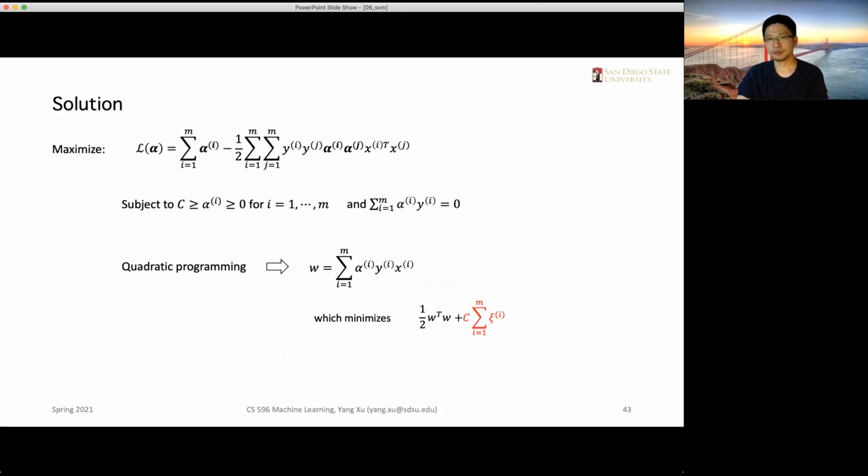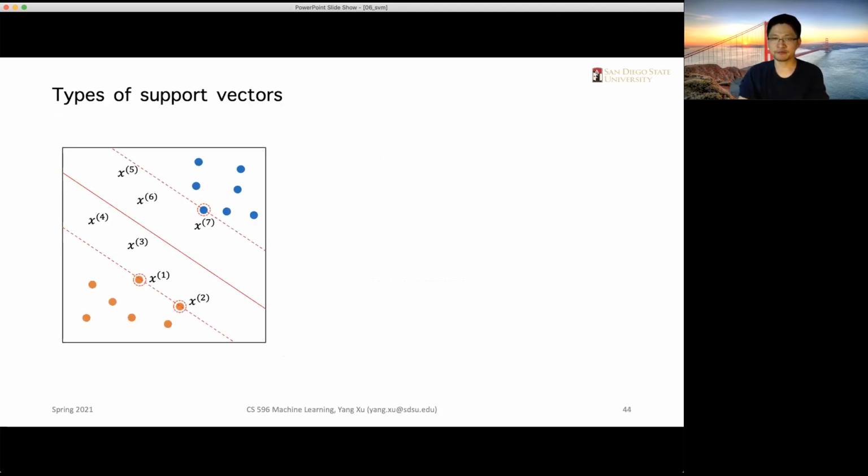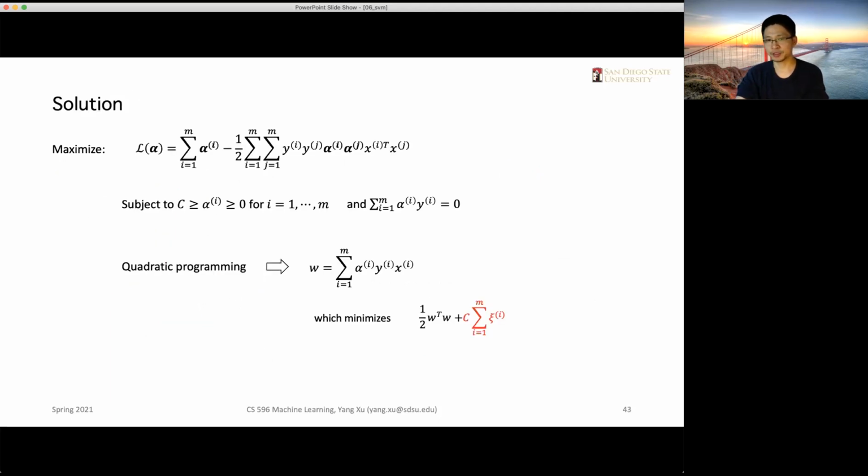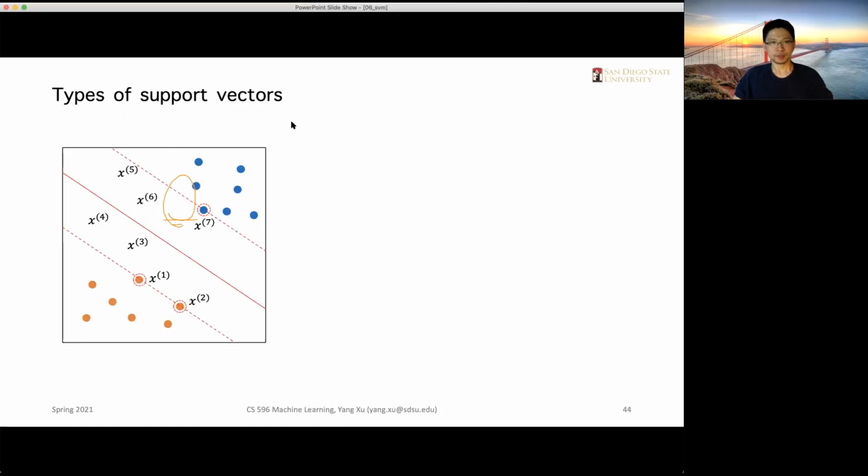The w will be obtained by having alpha solved first, and we're going to minimize a different objective function. The way of solving this quadratic programming is not that different from the previous solution. The only difference is that now we need to consider this different upper bound. So let's see the outputs of these support vectors if the soft margin is considered.